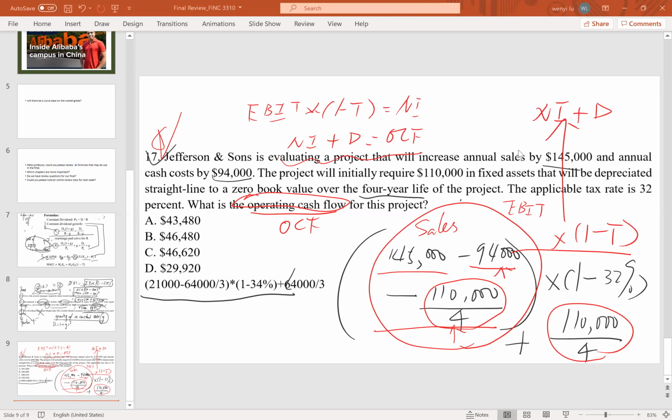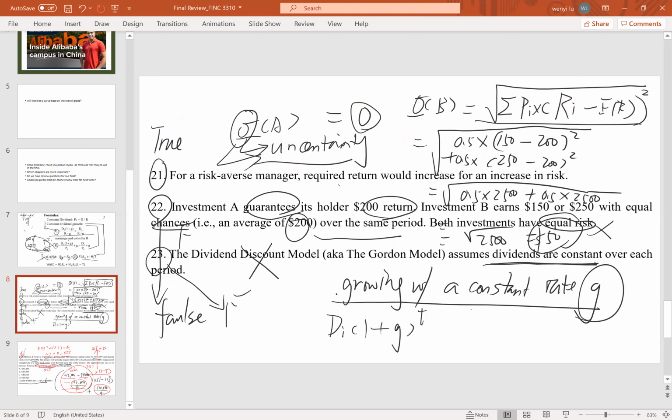Yeah, the 23rd question is false, because you say the dividends are counted, but it is the growth rate of dividends that is counted. Dividend actually is growing every time with a compounding rate g.